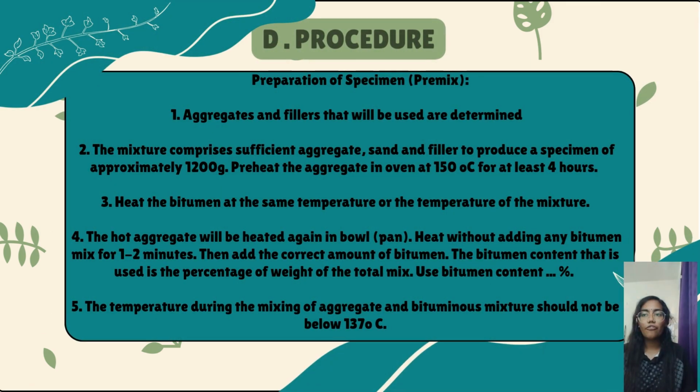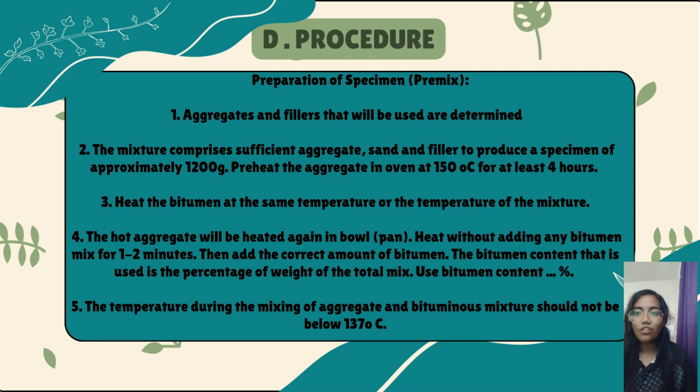Firstly, preparation of specimen. Aggregates and fillers that will be used are determined. The mixture comprises sufficient aggregate, sand and filler to produce a specimen of approximately 1200 gram. Preheat the aggregate in the oven at 150 Celsius for at least 4 hours. Heat the bitumen at the same temperature as the mixture.